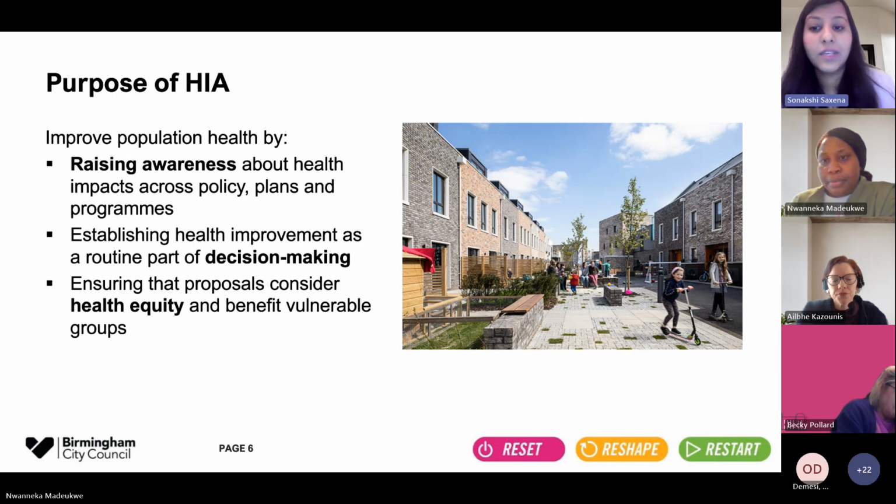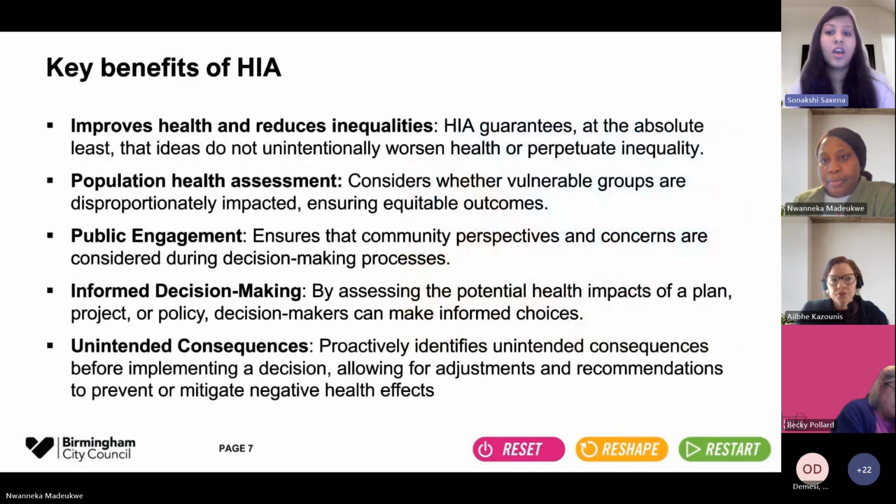Now, let's take a look at key benefits that HIA provides. It improves health and reduces inequalities and ensures that projects or policies do not unintentionally harm health or perpetuate any inequalities. By focusing on vulnerable groups, it guarantees that health equity is prioritized. It focuses on population health.